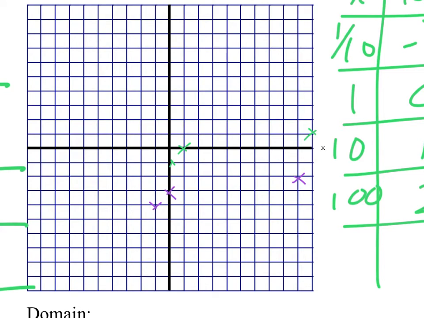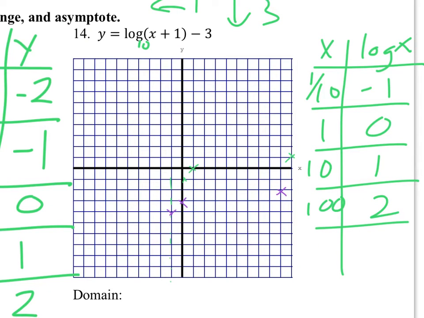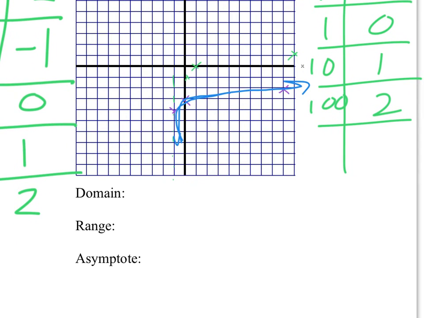Now notice as well that we do actually have a vertical asymptote. Alright, so we'll draw our line through those points. Again, arrows at both ends. And there we go. Again, domain, range, and asymptote for this.